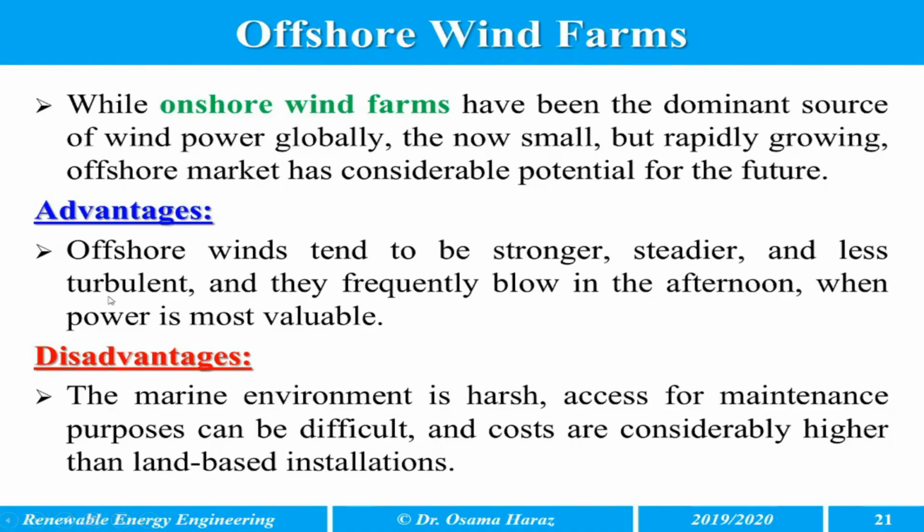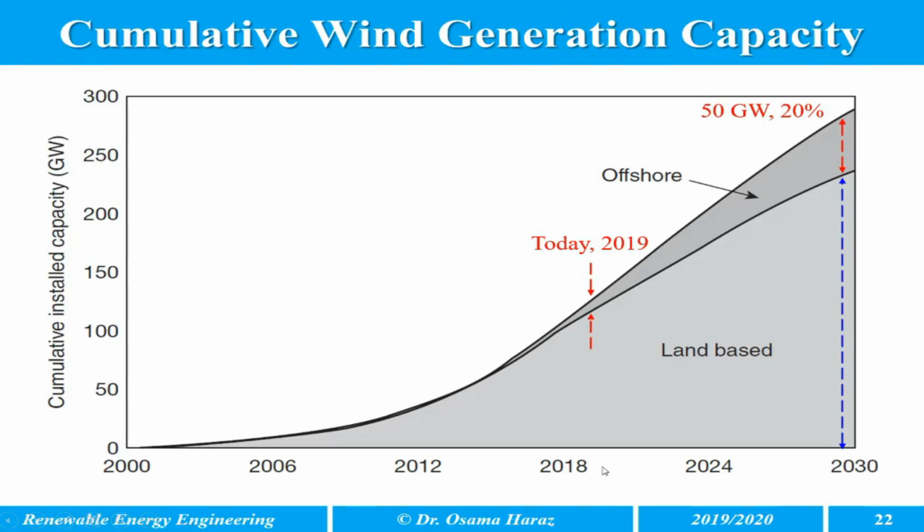Advantages for offshore wind farms are stated below. Offshore winds tend to be stronger, steadier, and less turbulent, and they frequently flow in the afternoon when the power is most valuable. The disadvantage is the marine environment is harsh, access for maintenance purposes can be difficult, and costs are considerably higher than land-based installation.